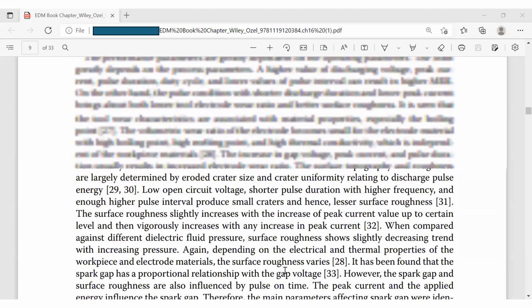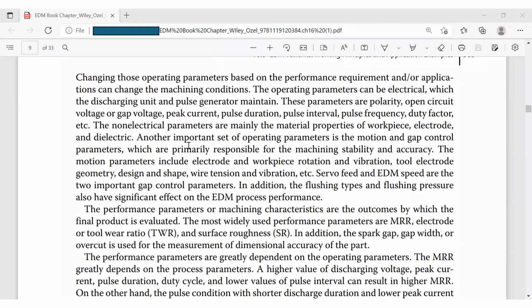Any questions regarding this? Operating parameters and performance parameters: operating parameters are independent variables that you can control. Performance parameters are the outcome parameters from your operating parameters, so they are dependent variables.